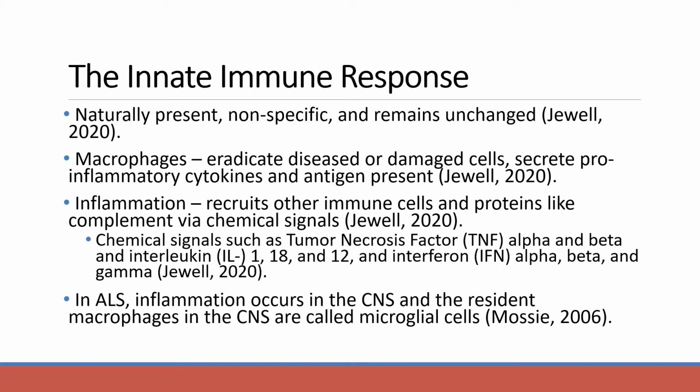The first data set that I'll be talking about deals with interferon beta. I just wanted to mention that in ALS, inflammation can occur in the central nervous system, and the macrophages that are residents in the central nervous system are the microglia cells.